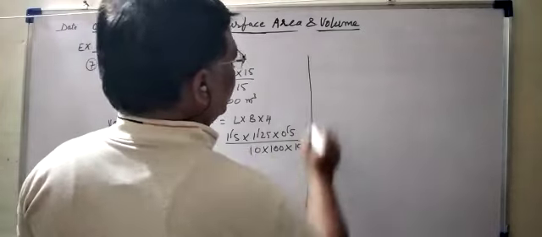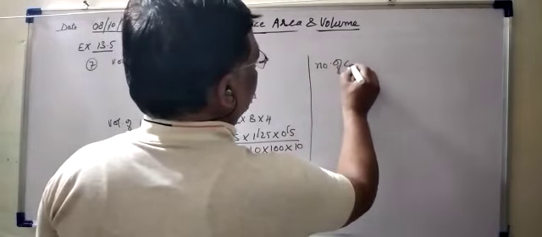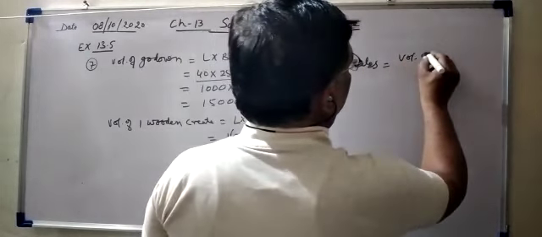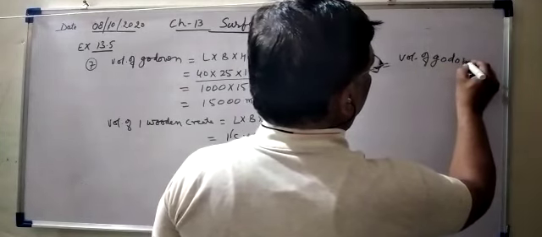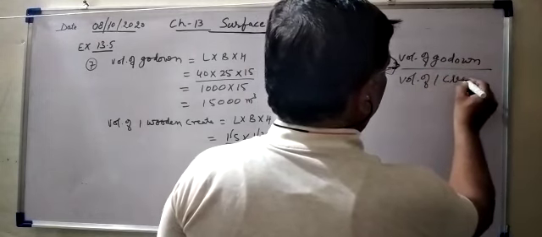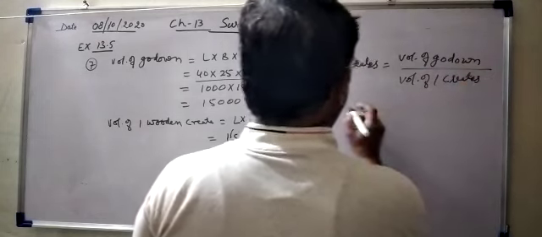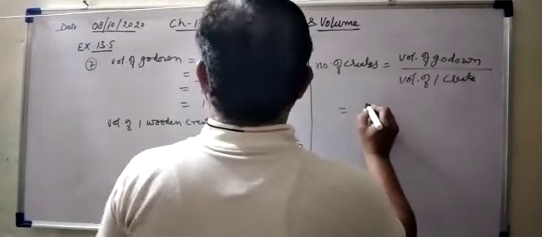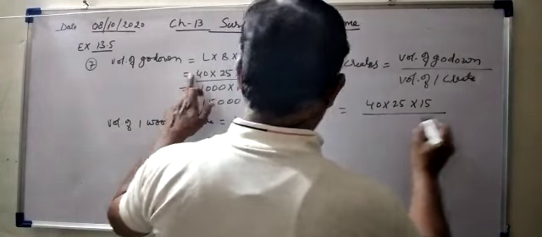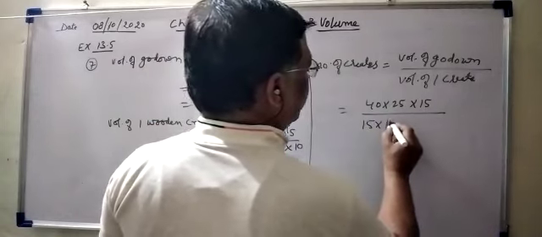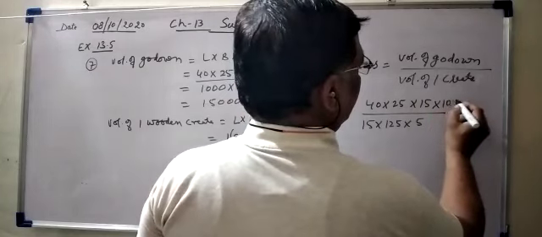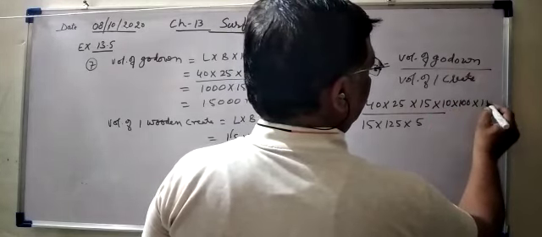Then number of crates, that is volume of godown upon volume of crate, one crate. It is 40, 25 and 15, and here 15, 125 and 5 upon 40, 1, 2 and 1.